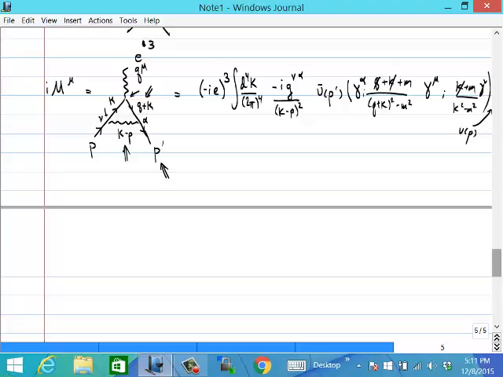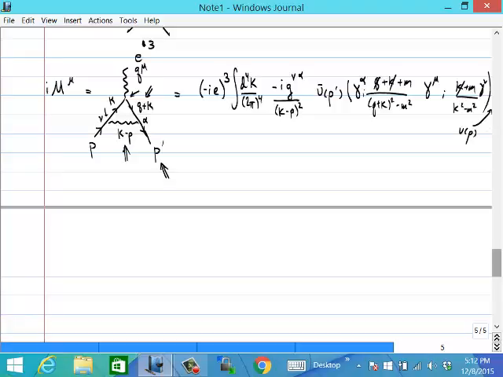So maybe let me just pause here and make sure that everything is completely clear, at least as far as where this expression came from. Are all of the spinor indices and their contractions and all that stuff clear? Good. I'm trying to decide how much I want to do.